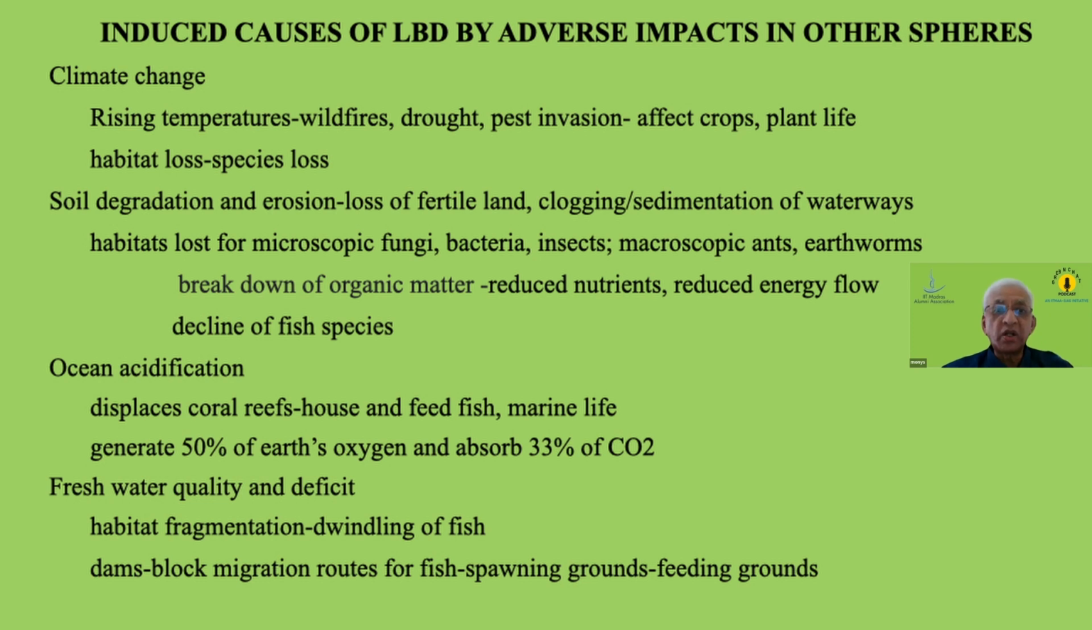And finally, when we come to freshwater, there's a problem of quality and also quantity. There's a quality deficit and a quantity deficit. Because of this, there's fragmentation of the habitat, there is dwindling of fish. And the human-induced activity of putting up dams diverts water. It diverts the migration routes for fish. And fish require different feeding grounds, different spawning grounds, and all that gets affected. So these are the ways in which biodiversity is affected by climate, by soil degradation, by ocean acidification, and by freshwater. And mind you, it is not just one-way traffic, it is the reverse. As I said, each of these is connected.